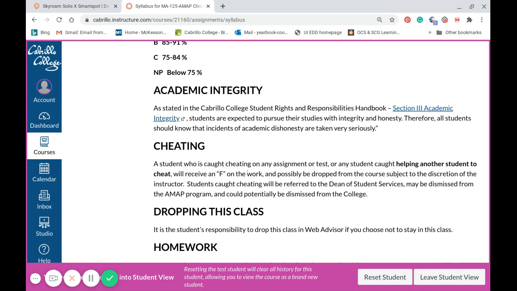Okay, if you're caught, it's pretty serious. You could receive an F. You could get dropped from the course. You could get dropped from the program. You could also potentially be dropped from Cabrillo College completely. So it's definitely not worth it. I know it can be tempting when you get overwhelmed. It can seem like it might be the easy way to go, but it's not going to help you at all in the long run.